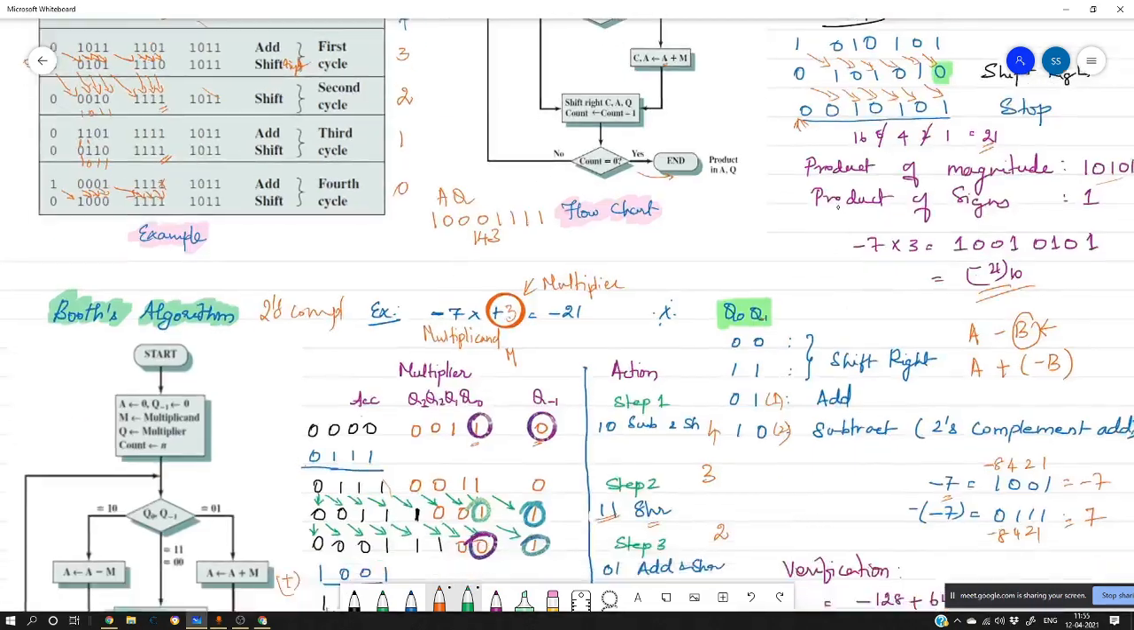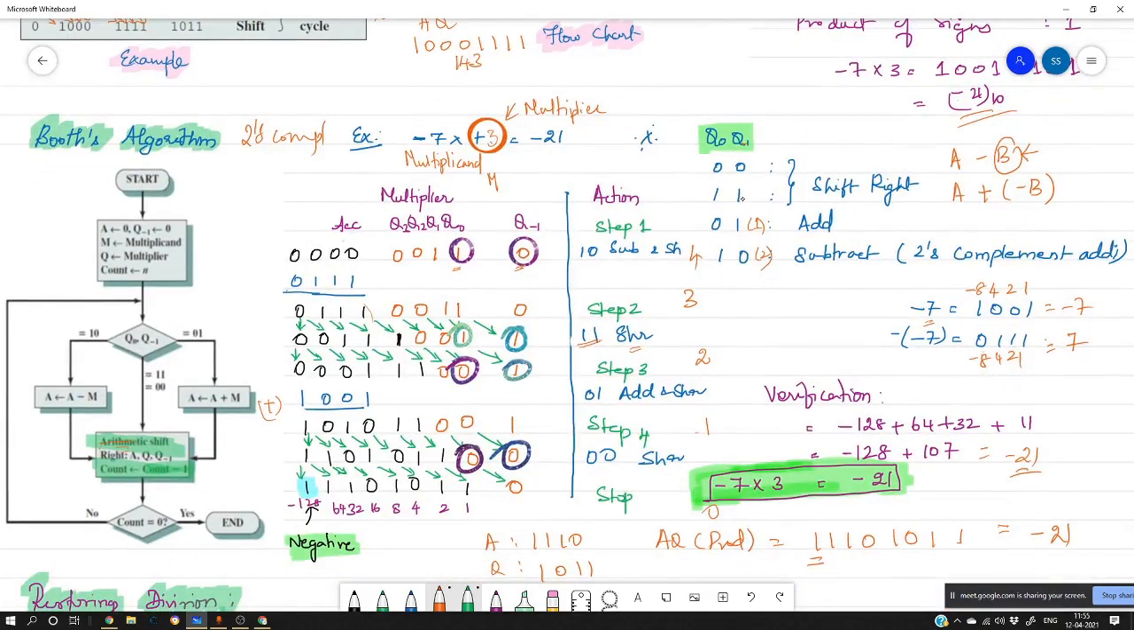But here, even in the case of continuous ones, it is enough to do shifting. So you reduce the number of additions or subtractions drastically when the multiplier has strings of ones. If the multiplier has all ones, you need not go for addition or subtraction at all. You simply keep shifting and you get the result. You consider the bits in the multiplier along with the previous bit, and this makes the algorithm work faster.